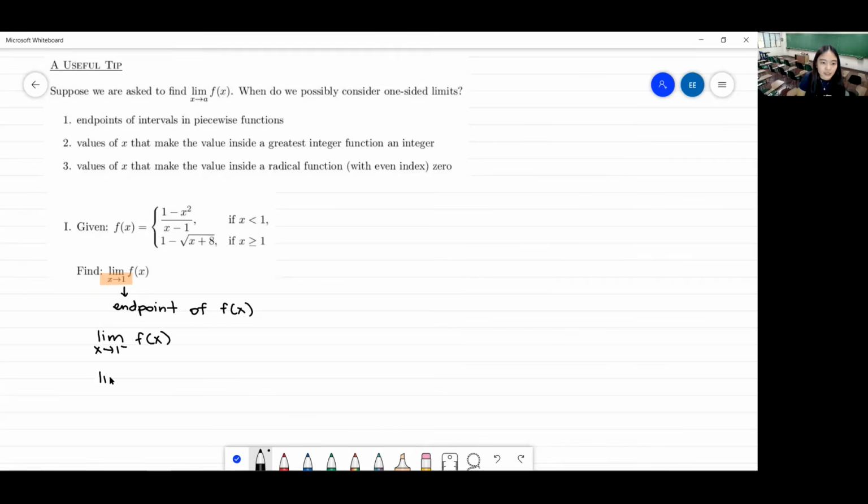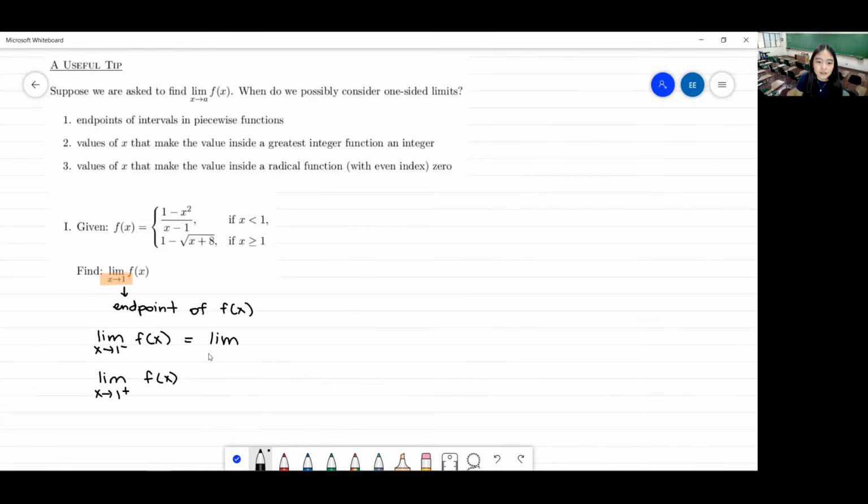Tapos mamaya, i-consider natin yung limit as x approaches 1 from the right ng f of x. Here, we are letting x approach 1 using values to the left of 1. And in fact, here near 1, gusto natin close and close ang ating x kay 1, pero sa left niya, that falls here. Dito siya nagfo-fall. So ito yung gagamitin natin na definition for f.